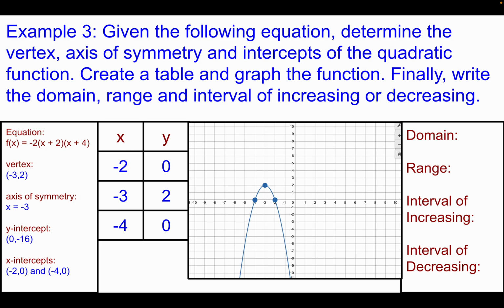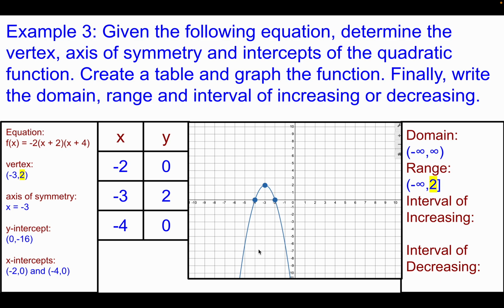Okay, and so then my domain, easiest part about this, negative infinity to infinity. My range for this one, note that this range is going to look a little bit different than the other two problems. That's because this parabola is upside down. So my range actually goes from negative infinity to 2. My vertex is right here, so my range is going to be all the values that are below the vertex.